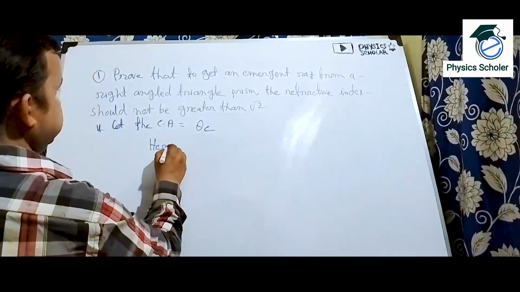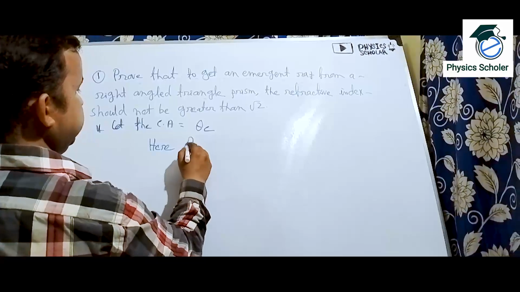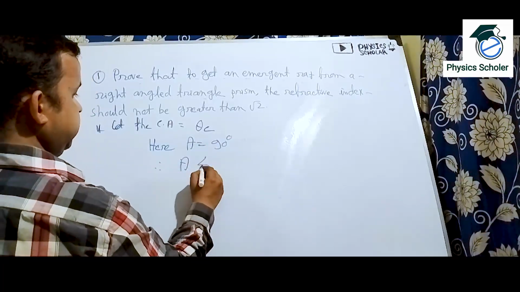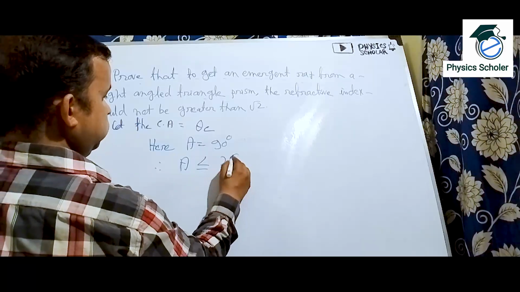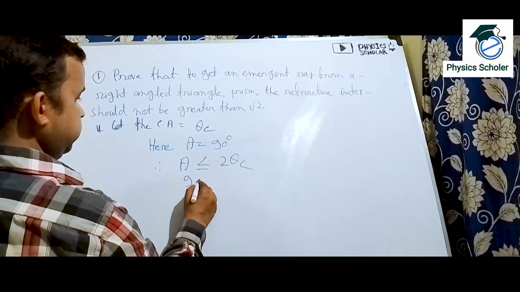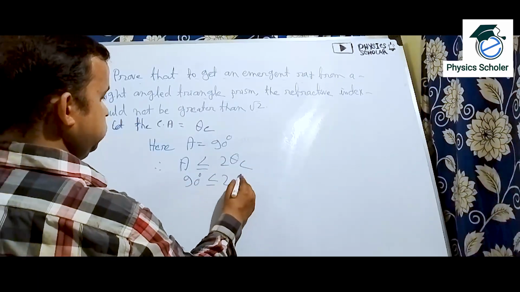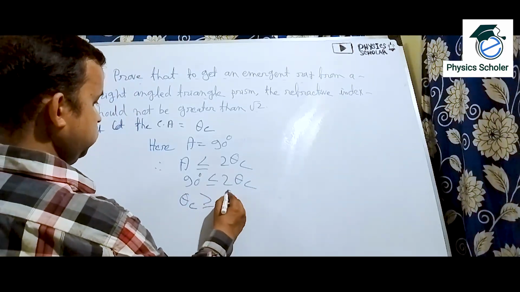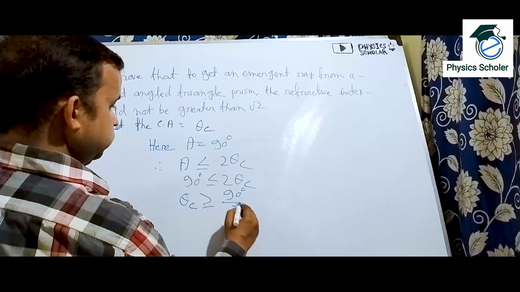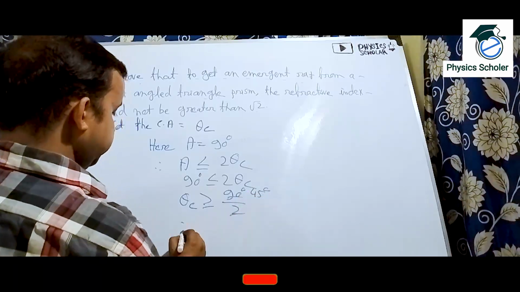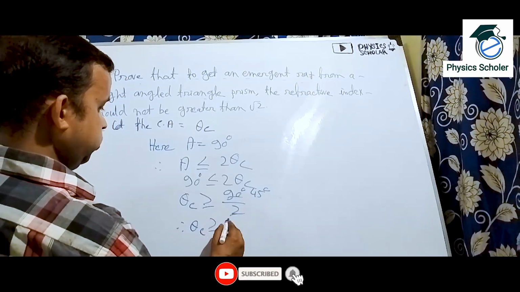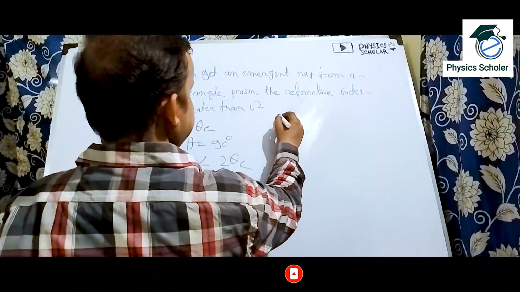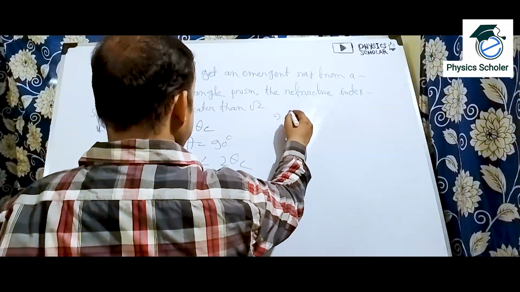It's a right angle prism, so A will be 90 degrees. So what do we know? A is less than or equal to 2 theta c. So 90 degrees is less than or equal to 2 theta c, so theta c will be greater than or equal to 90 degrees by 2. That means theta c is greater than or equal to 45 degrees. Now what is theta c? Sin theta c means 1 by mu.